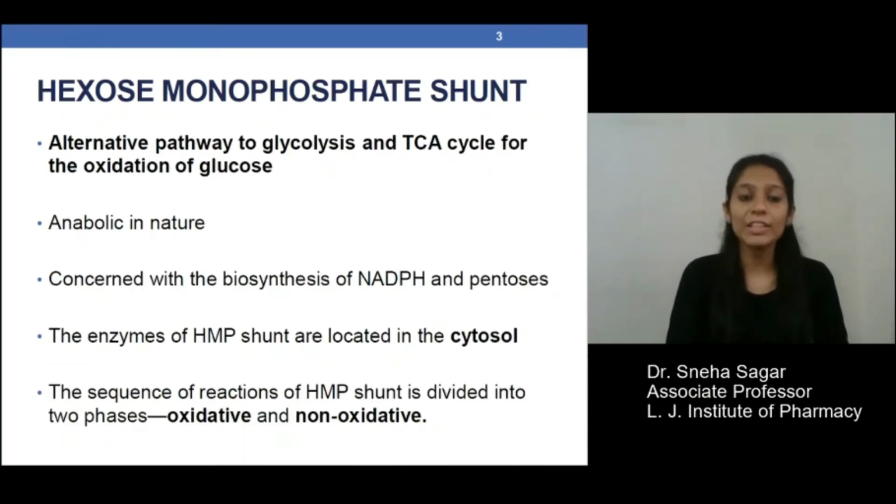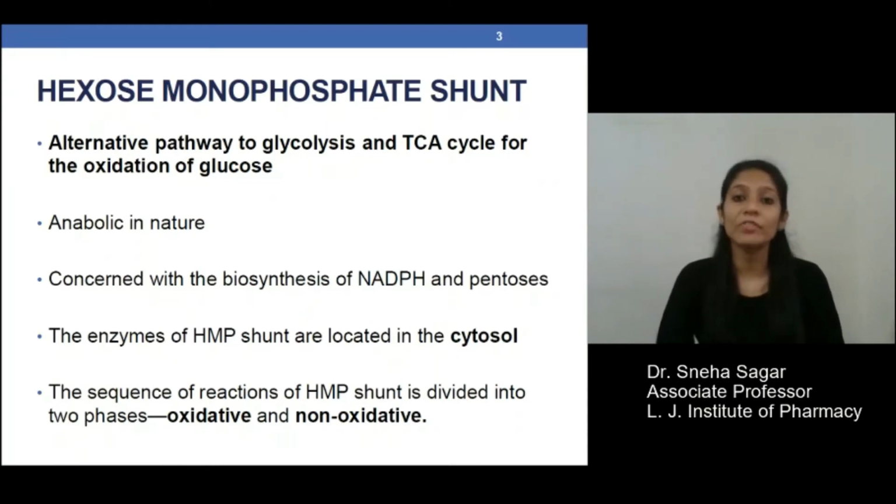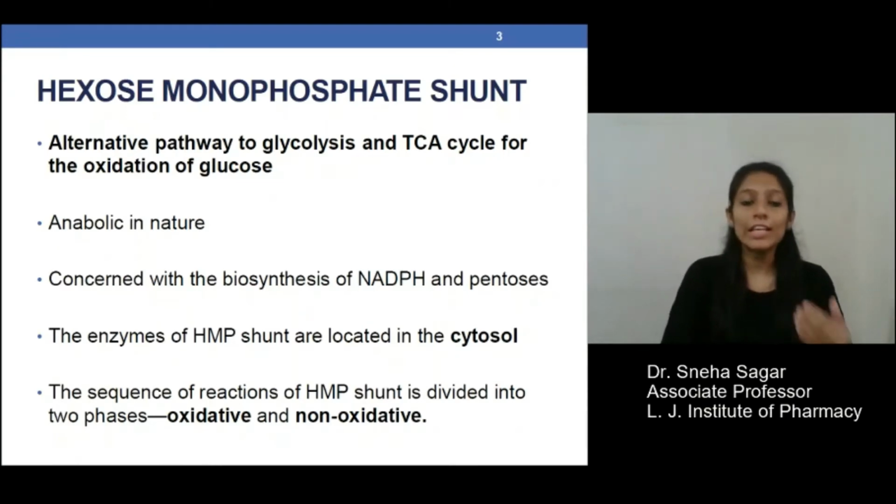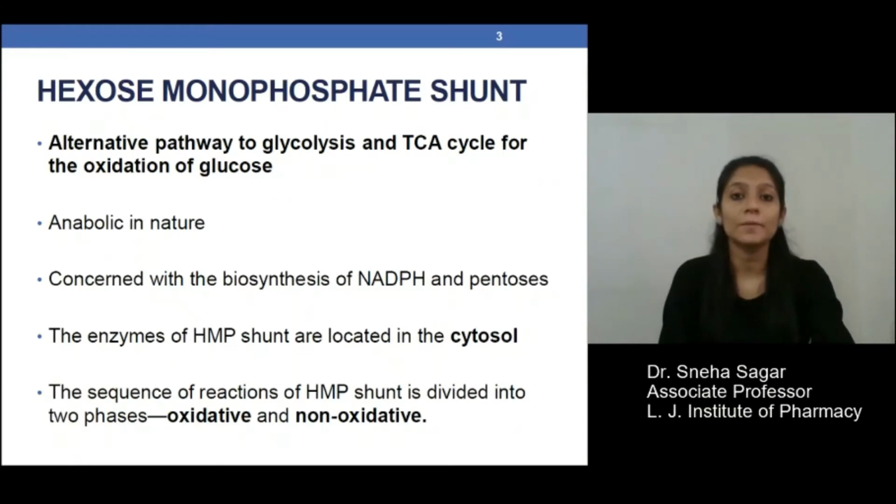So HMP shunt is an alternative pathway to glycolysis and the TCA cycle for the oxidation of glucose, which is generally anabolic in nature, and it is basically useful for the biosynthesis of NADPH and various pentoses. The enzymes of this HMP shunt are generally located in the cytosol. So HMP shunt is basically divided into two different phases, oxidative phase and non-oxidative phase.